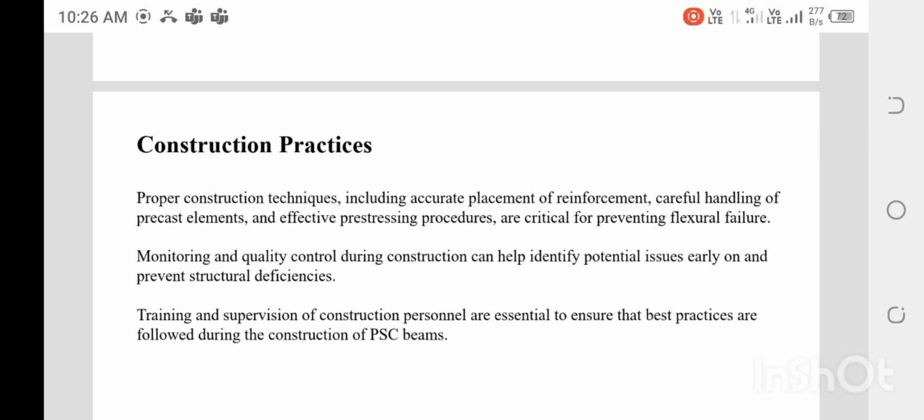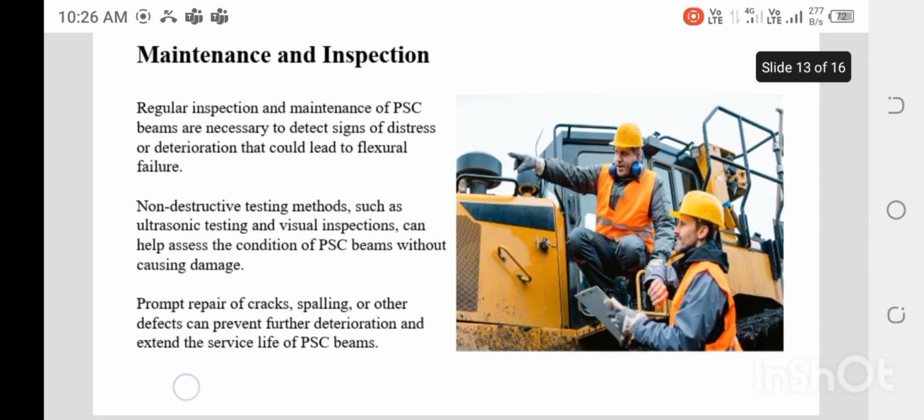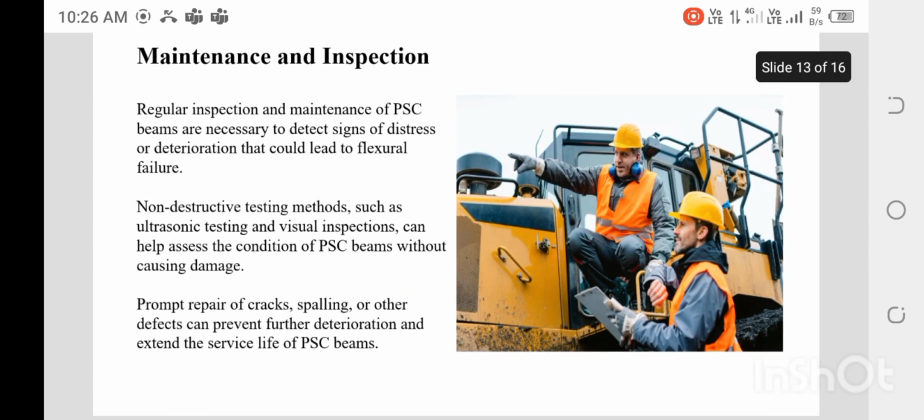Maintenance and inspection. Regular inspection and maintenance of PSC beams are necessary to detect signs of distress or deterioration that could lead to flexural failure. Non-destructive testing methods such as ultrasonic testing and visual inspection can also help assess the condition of PSC beams without causing any damage. Prompt repair of cracks, spalling, or other defects can prevent further deterioration and extend the service life of PSC beams.